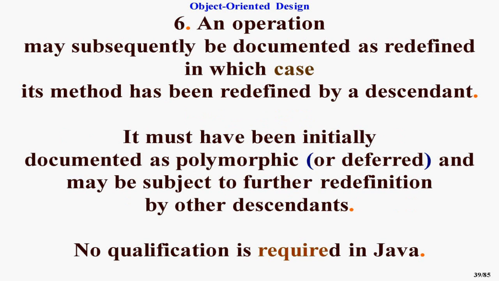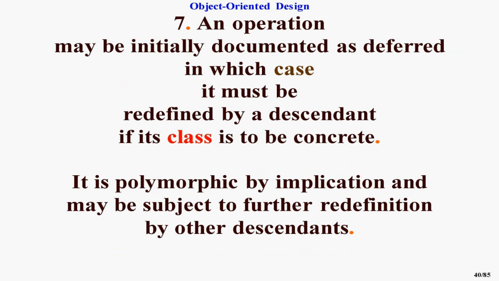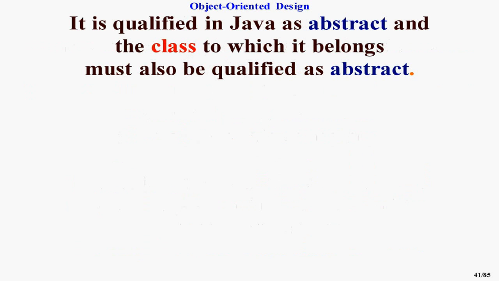6. An operation may subsequently be documented as redefined, in which case its method has been redefined by a descendant. It must have been initially documented as polymorphic or deferred and may be subject to further redefinition by other descendants. No qualification is required in Java. 7. An operation may be initially documented as deferred, in which case it must be redefined by a descendant if its class is to be concrete. It is polymorphic by implication and may be subject to further redefinition by other descendants. It is qualified in Java as abstract, and the class to which it belongs must also be qualified as abstract.